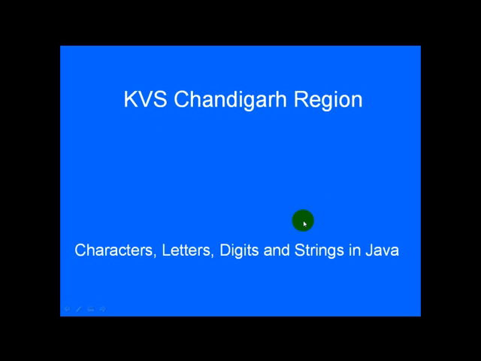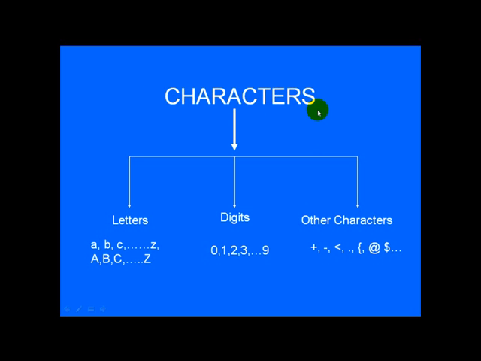Now let us discuss characters, letters, digits and strings in the Java programming language. So we shall start with the characters. Characters are basically the symbols that we see on the keyboard. For example, 1, 2, 3, A, B, C, plus, minus, dollar, at the rate, apostrophe, single quotes, double quotes, comma, dot, etc. All these are characters. Now the Java language categorizes all these characters into different categories.